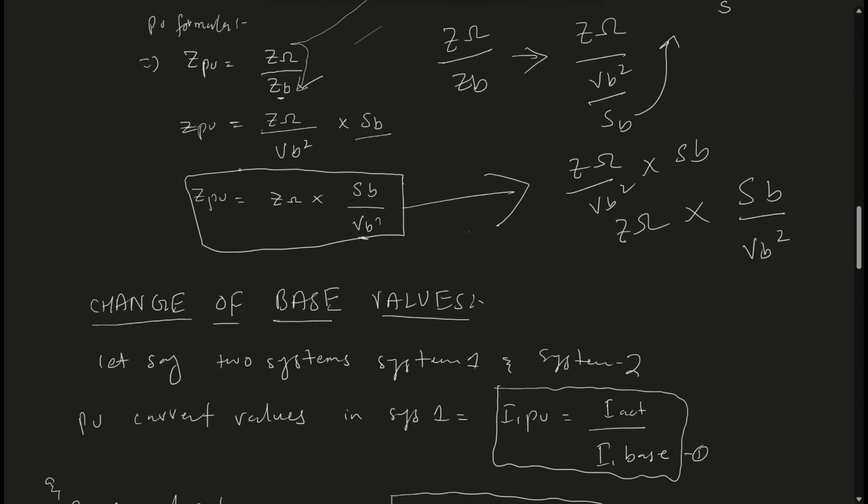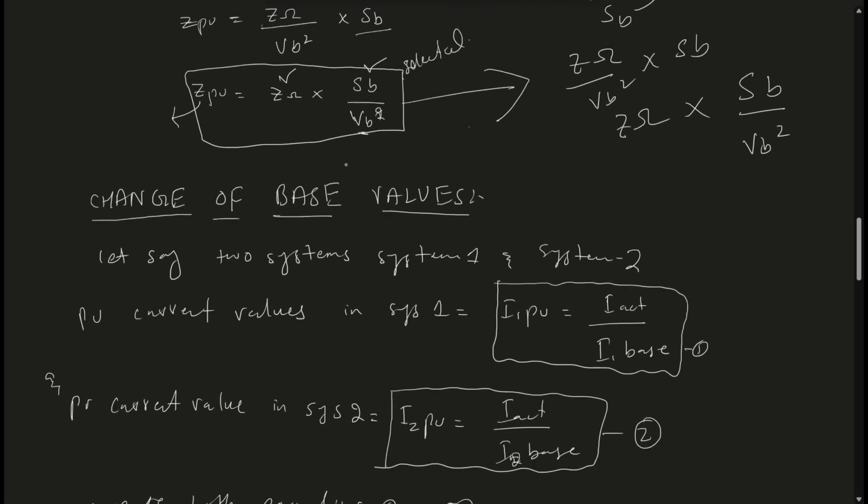Now this is the final equation we will be using in the power system to get the transmission line impedance in per unit. So the impedance in per unit is equal to the actual value multiplied by the base value of apparent power and divided by the base value of the voltage squared. This SB, the base value of apparent power, and the base value of voltage will be selected by us, and they will be the same for all the other parameters in the power system.